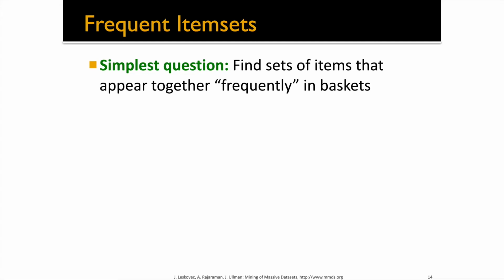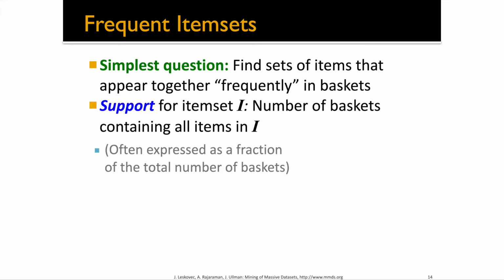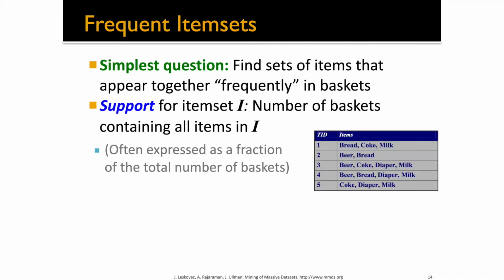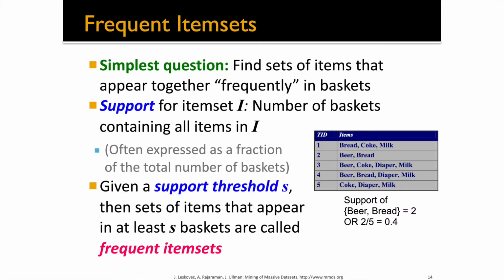So how do we formalize this? The frequent item set can be boiled down to a simple question. Let's find a set of items that appear together frequently in the baskets that we look at. We define support for a given item set as the number of baskets that contain all objects in this item set. Generally, we talk about this in terms of some fractions. So if we look at these transactions that we showed before, then we can say the support for the item set beer and bread is 2. It occurs in 2 of these 5 transactions, or 40% of the time.